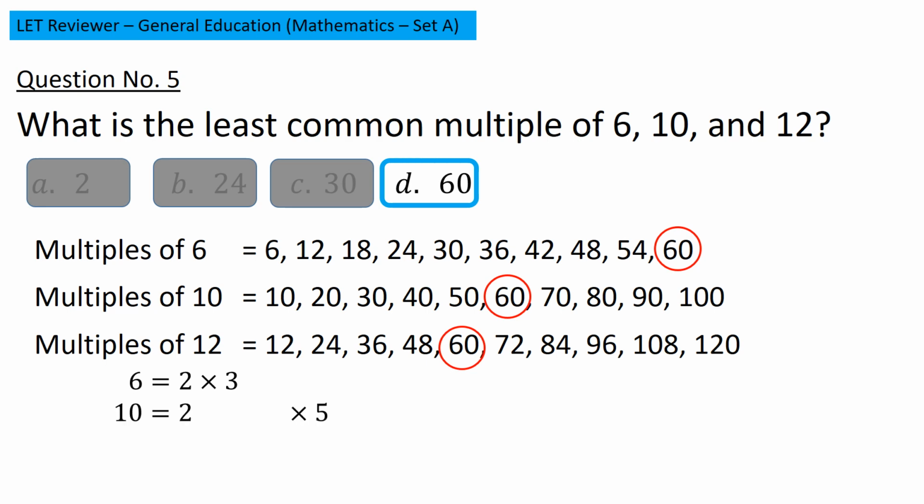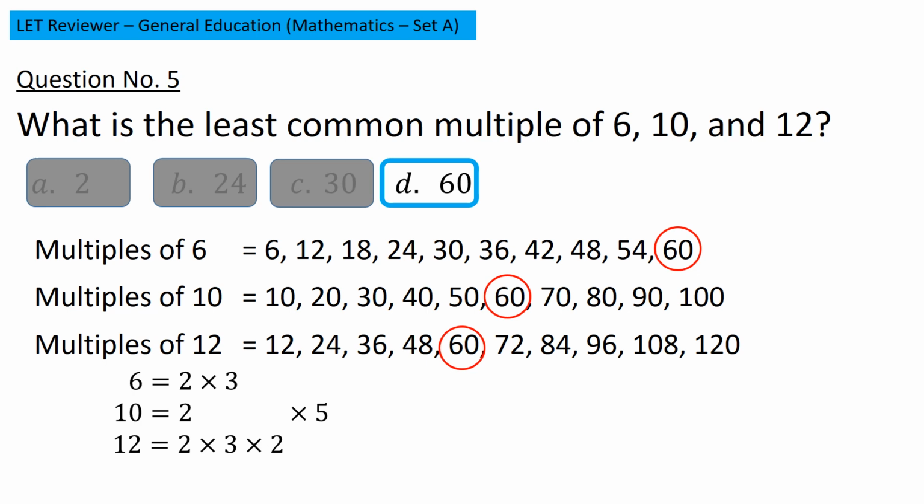For 10, you have 2 times 5. So, bakit magkalayo yan? Kasi mamaya ipapakita ko sa inyo yung mga common factors ng mga numbers natin ng 6, 10, and 12. And for 12, you have 2 times 3 times 2. So, these are the prime factors of 6, 10, and 12.